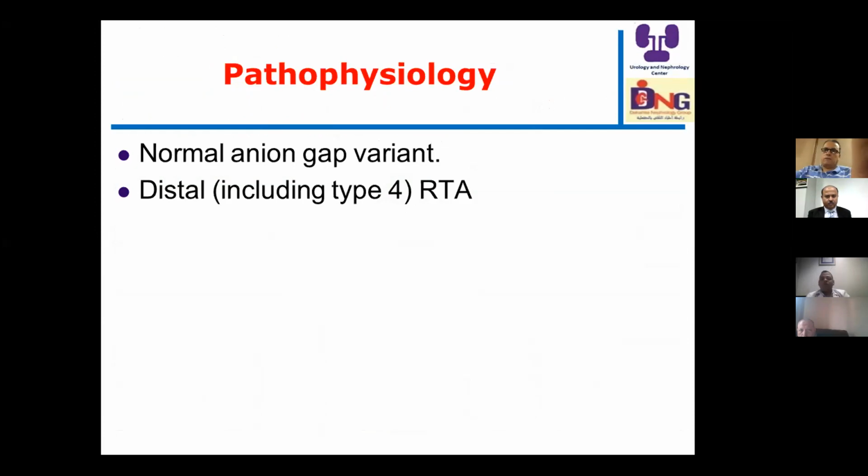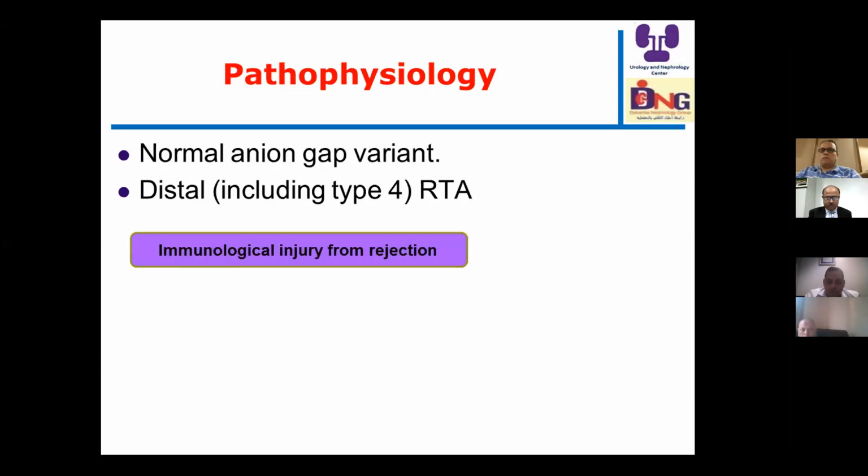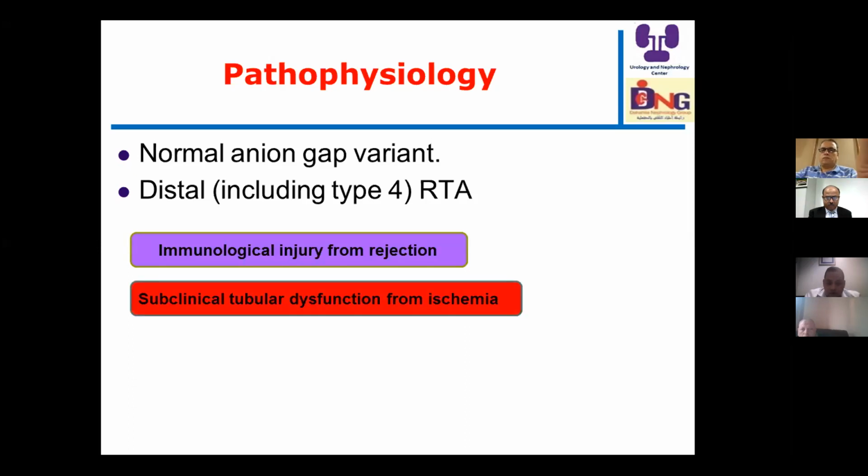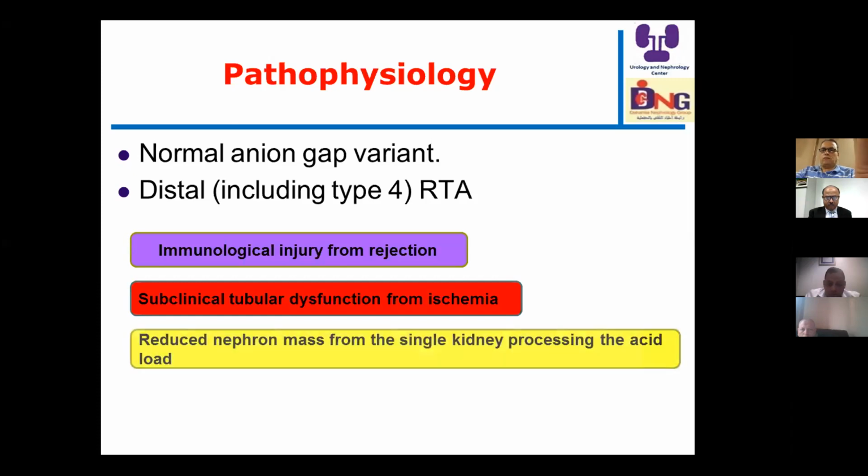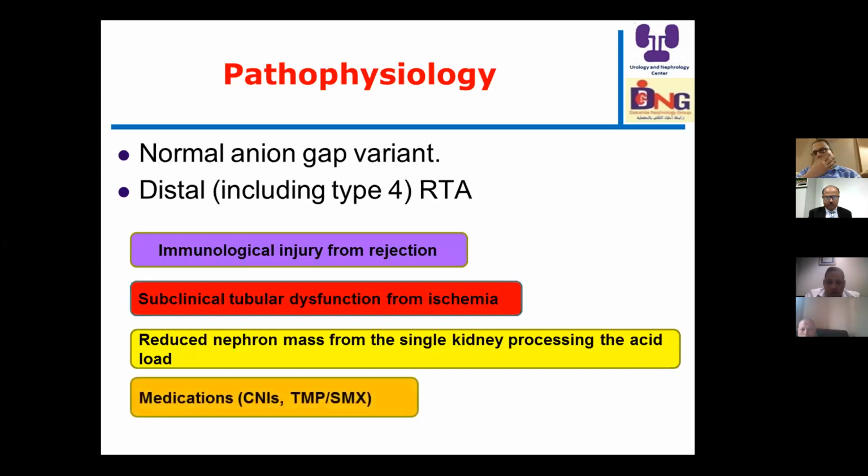What is the pathophysiology of metabolic acidosis post-transplantation? It is a normal anion gap variant, distal RTA, including type 4. Immunological injury from rejection and tubulitis cause metabolic acidosis, as does subclinical tubular dysfunction from ischemia. Also, a single kidney with reduced nephron mass may be associated with impaired handling of acid load, and also drugs like CNI and Bactrim.